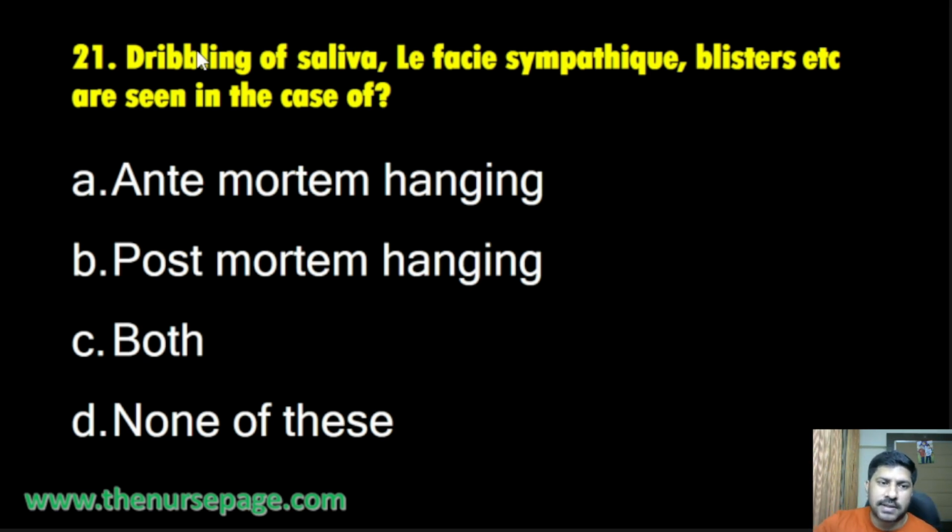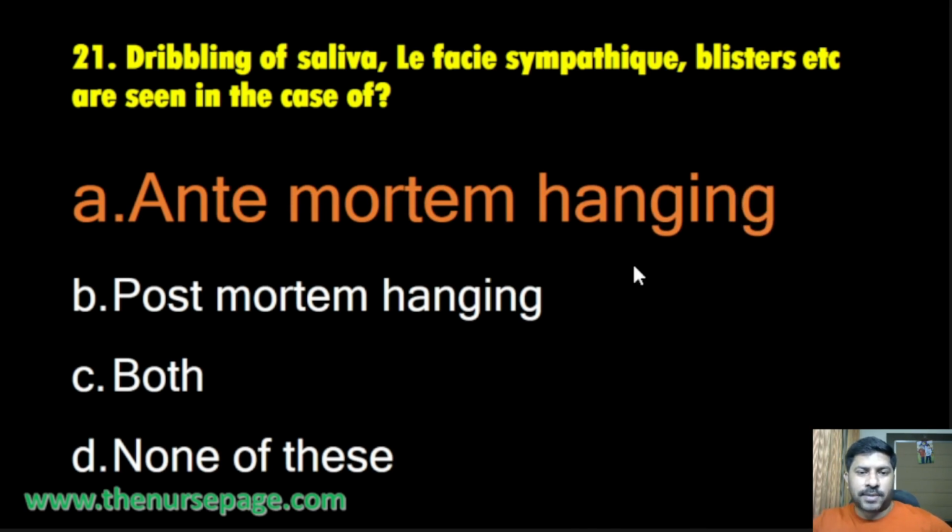So these three features, dribbling of saliva, lay facial sympathetic, and blisters in the area of the ligature mark, are seen only in antemortem hanging. In post-mortem hanging, in the case of murder and then hanging the body, we cannot see these features. These are the main features to identify whether it is a suicide attempt or murder.